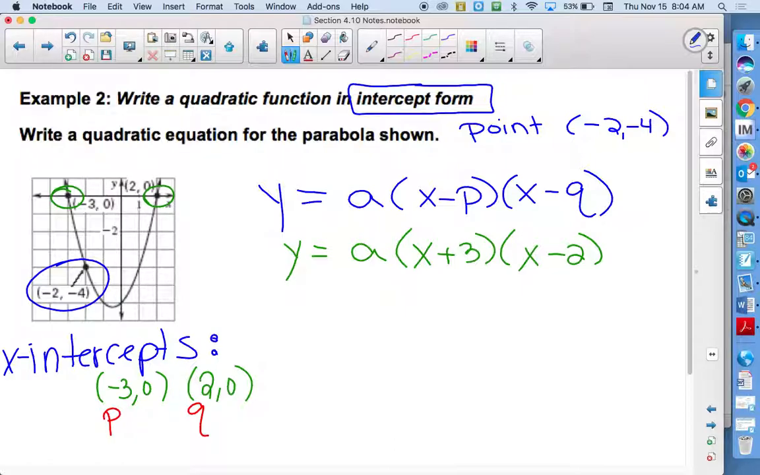Emma, what would that point represent in our equation? X and y. So you can use -2, -4. You could also use the y-intercept if you wanted to, which would be right there. Either one of them will work, but you just need an x and y value to plug into your equation. So y is -4, x is -2.